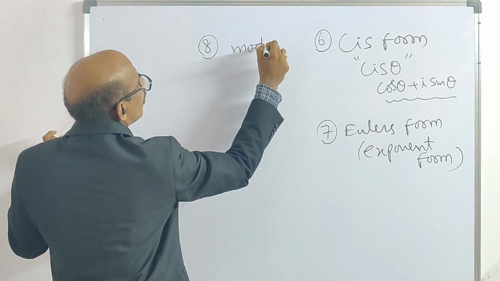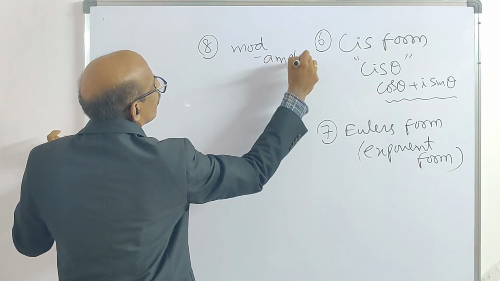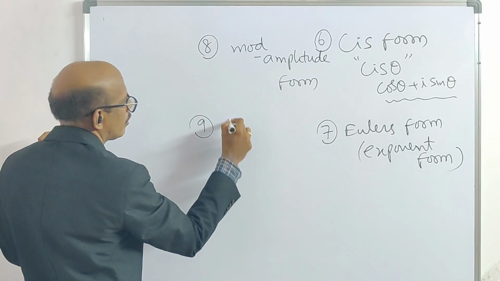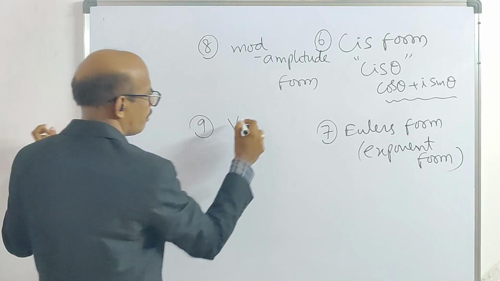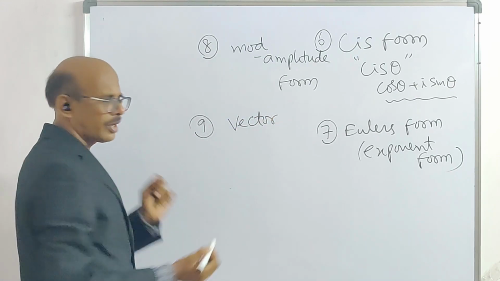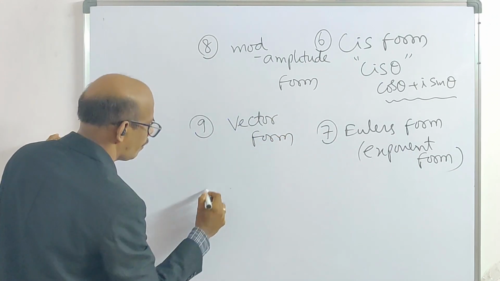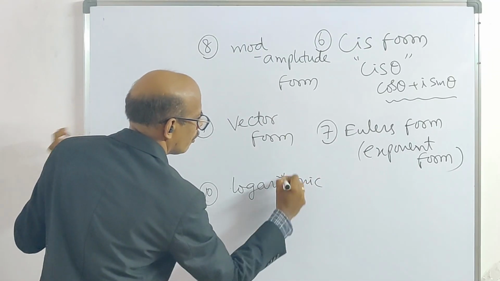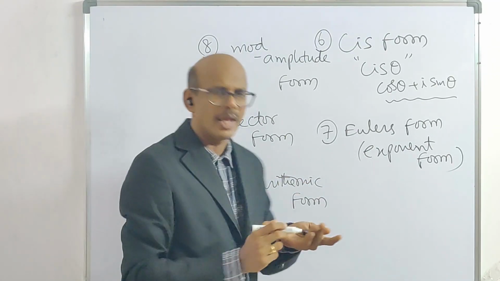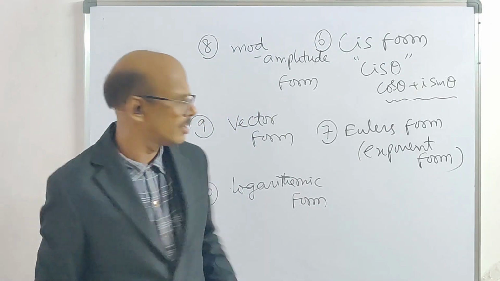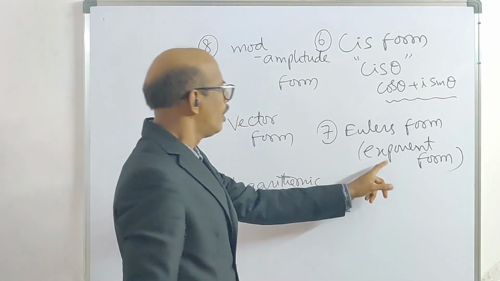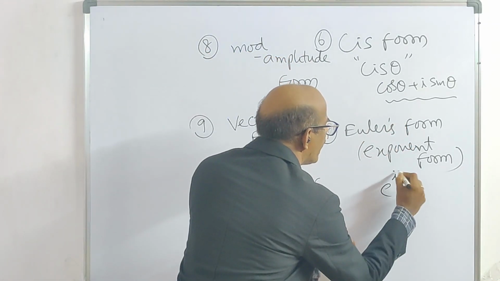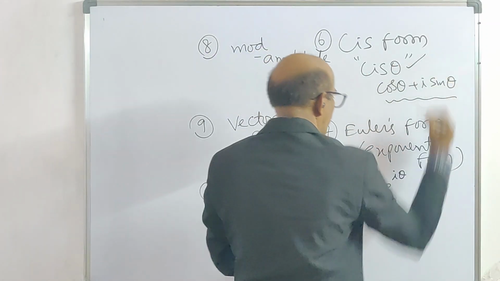Modulus amplitude form. Next, no order, no serial number. It will be our convenience. Try to understand. Vector form, logarithmic form. Here I am going to give a simple introduction and simple formatting. Exponent form or Euler's form has a simple notation, e power i theta. It is cis theta, it is e power i theta.